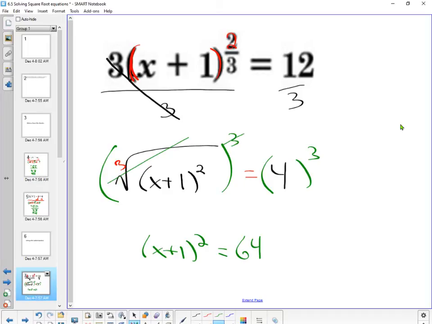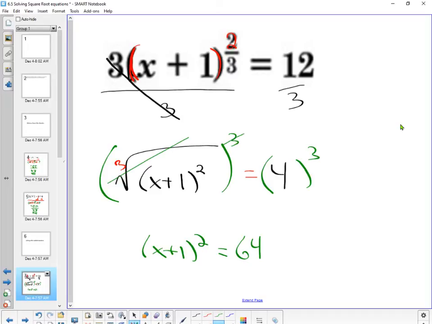We cool? Okay. No? Which part? Where did I get 64? Well, it's a cube root, right? Is it this 3 or this 3? The green 3? Well, I just want to undo the cube root.